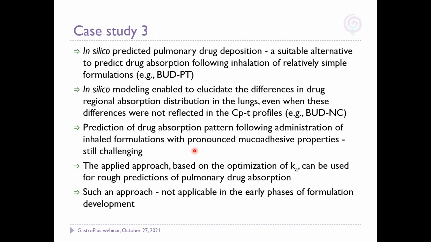Prediction of drug absorption pattern following administration of inhaled formulations with pronounced mucoadhesive properties is rather challenging due to the difficulties in determining drug absorption rate constant from the lung compartments. The approach applied in this study, based on the optimization of absorption rate constant, can be used for rough predictions of pulmonary drug absorption, but only when drug plasma exposure data are available to validate the simulation data. However, such an approach is not applicable in the early phases of formulation development.